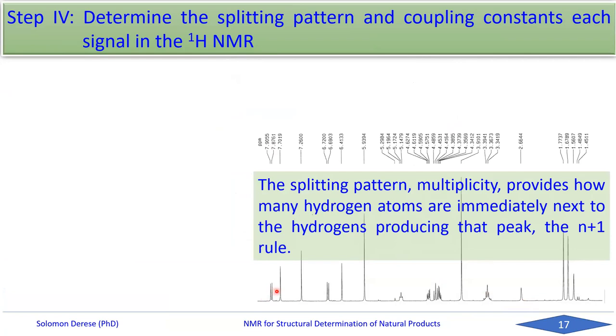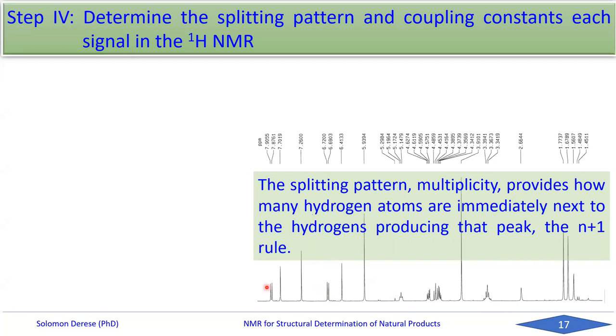Like this one is a doublet, these ones are singlets, and then these two are triplets, these are doublets of doublets with a specific coupling constant. And these can give us information about the different types of protons we have. For example, this one is a doublet. It basically means it is next to a carbon that has one proton, applying the N+1 rule.